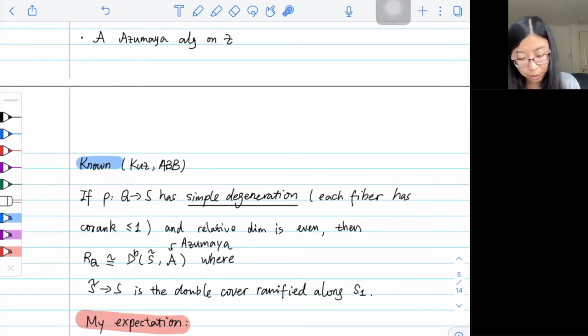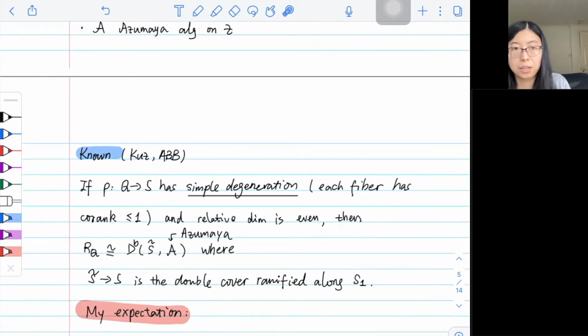Recall that in the first part, we discussed the case where S is just a spec of an algebraically closed field. In that case, if your Q is smooth, then the double cover would just be the disjoint union of 2 points, as we have seen. And if your quadric is nodal, then the double cover would just be a spec of the dual numbers, the fat point. So it coincides with what we have seen before.